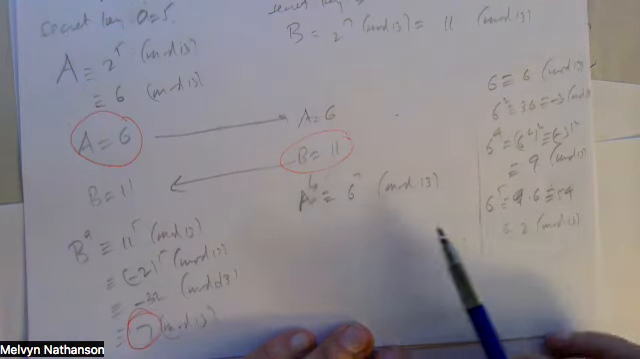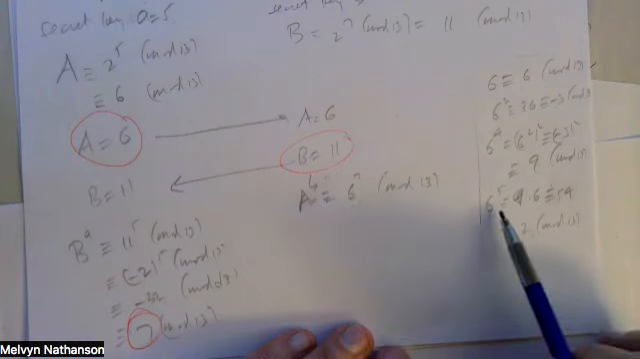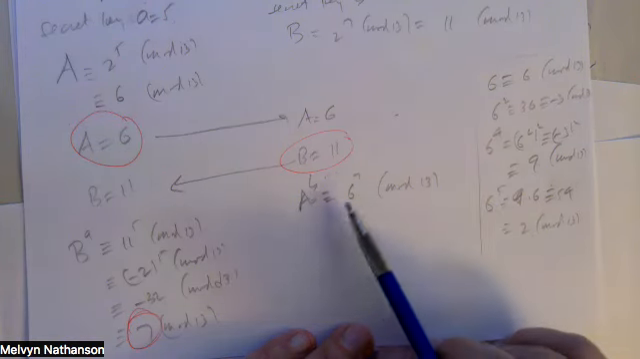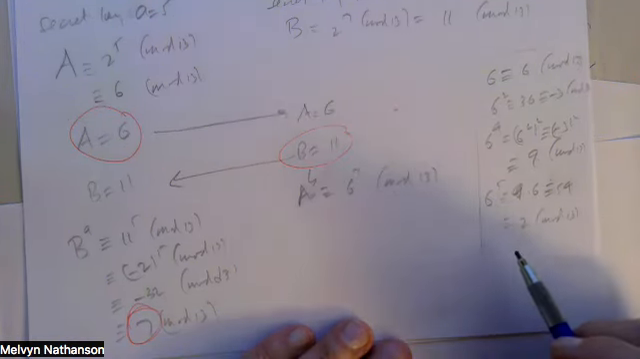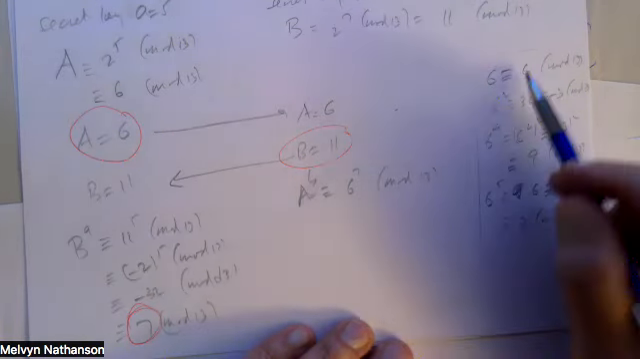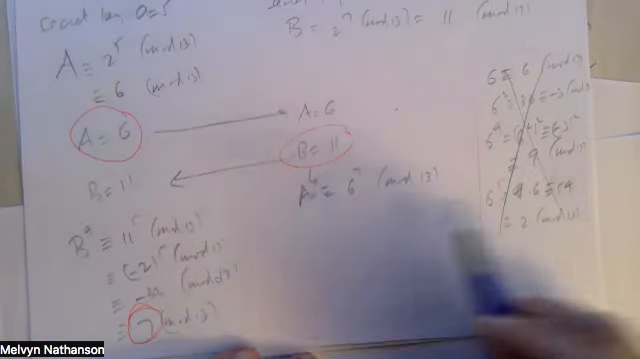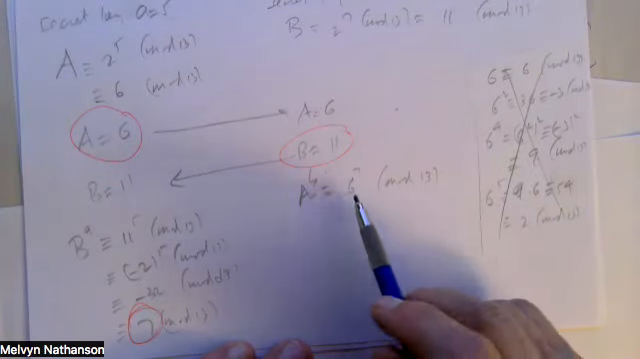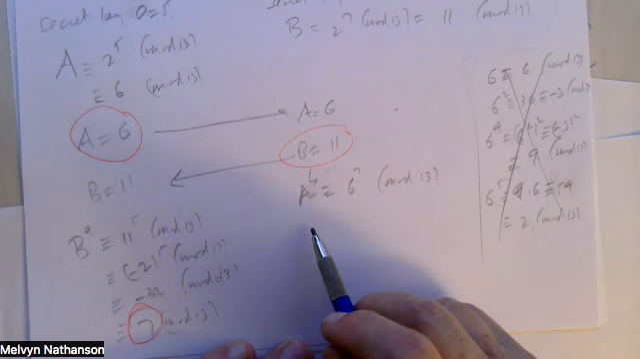Oh, I'm sorry. Everything I did is correct, except I only calculated 6 to the 5th. I want 6 to the 7th. So let me just do this again. I mean, everything was good. I just confused the 5 and the 7. So I have to calculate 6 to the 7th.